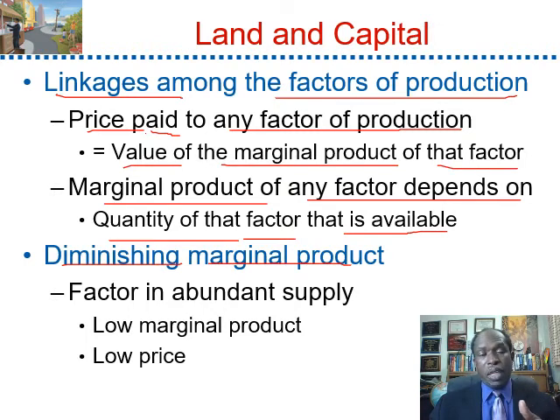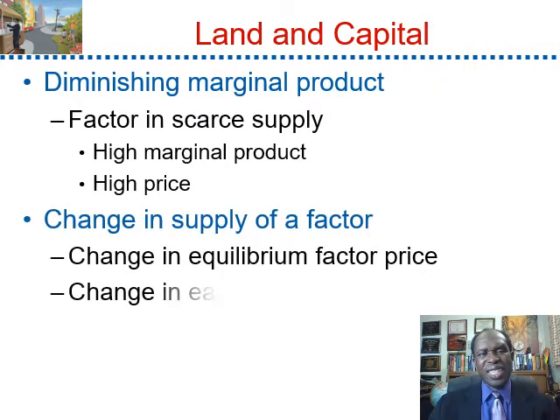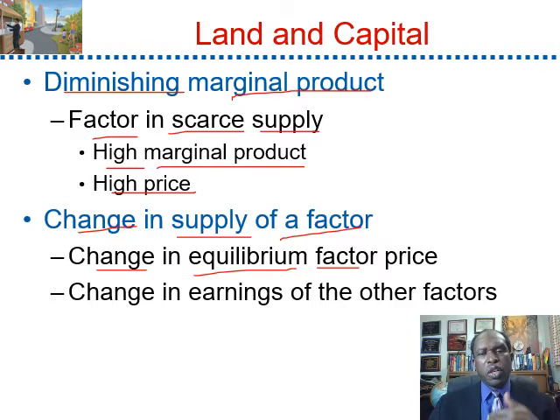In the case of labor, if the market is abundant in supply, this will lead to low marginal product and low price. Diminishing marginal product means that a factor in scarce supply will have a high marginal product and also a high price. A change in the supply of a factor will lead to a change in the equilibrium factor price, and also will lead to a change in the earnings of the other factors.